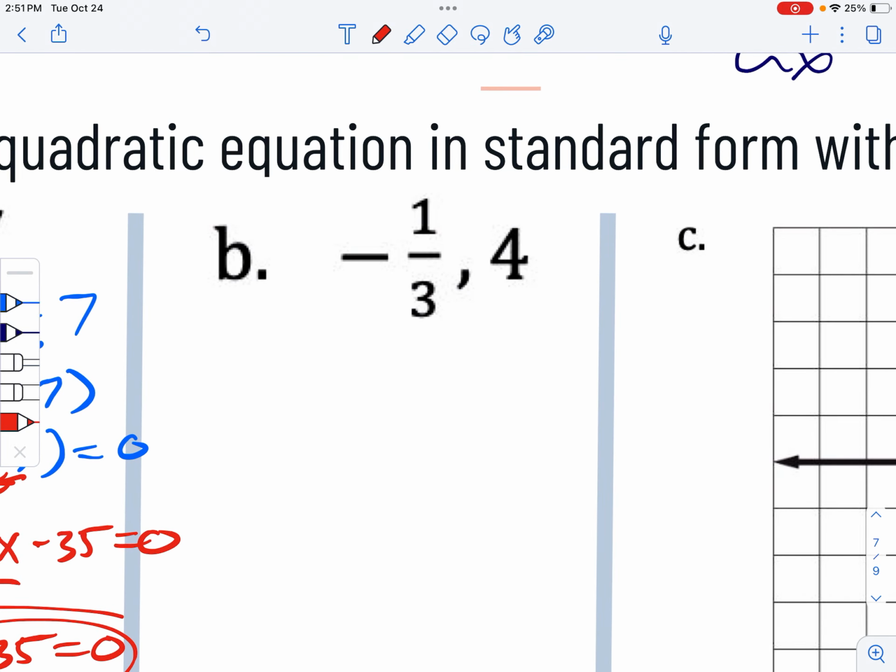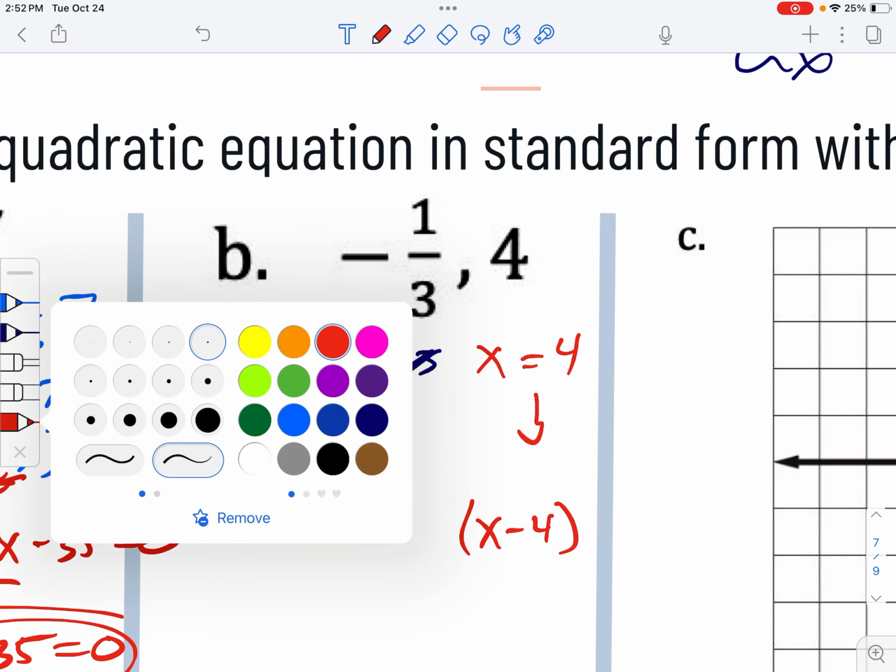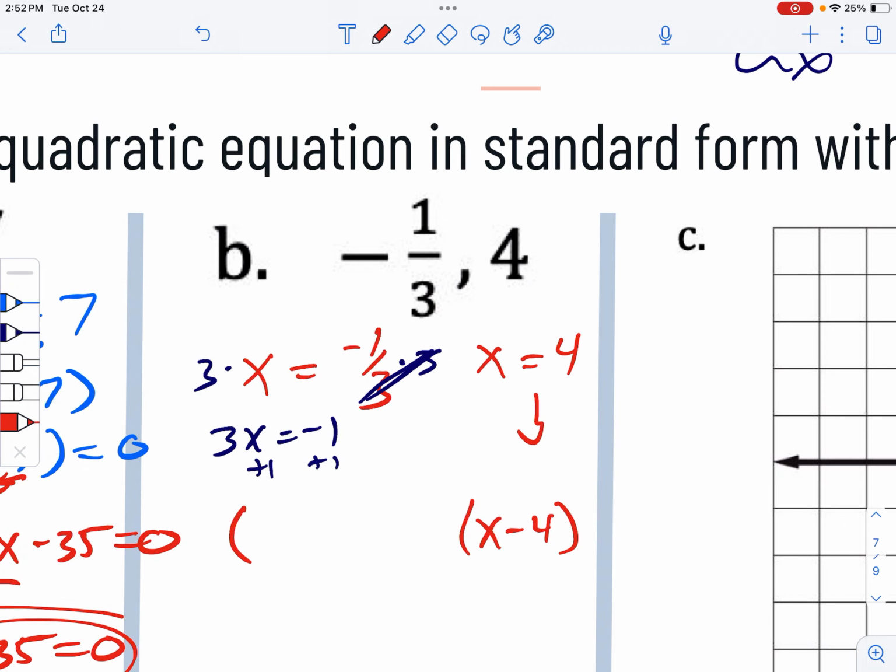Next one with fractions, it's a little harder. Not necessarily harder, but a lot of kids look at it a little bit differently. So x equals negative 1/3 and x equals 4. Now this one's easy. That just comes from x minus 4, that factor. Here, I don't just say x plus 1/3. I got to get rid of the fraction, so I'm going to multiply both sides by 3 to cancel out that denominator. And that's going to be 3x equals negative 1. And then just add that 1 over to the other side. And my other factor then is going to be 3x plus 1.